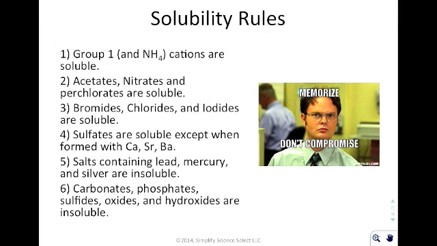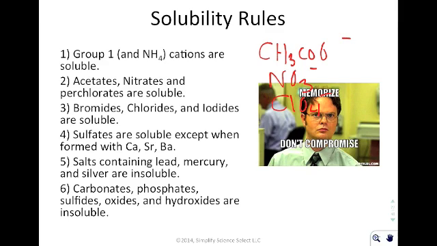Next, it says acetates, which you should know is CH3COO, nitrates, NO3, and perchlorates, ClO4, are soluble as well. Okay, bromides, chlorides, and iodides are also generally soluble. Sulfates are soluble except when they're formed with calcium, strontium, and barium. Salts containing lead, mercury, and silver are insoluble. There are some exceptions to that.